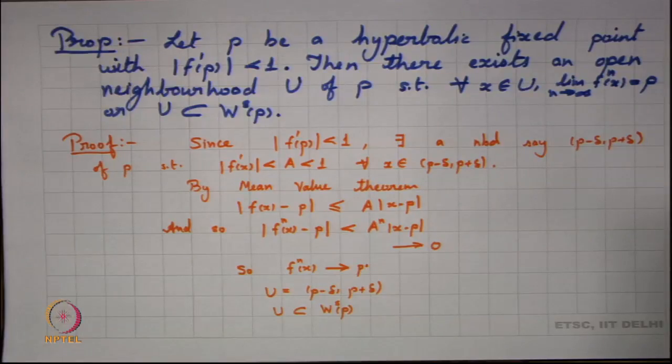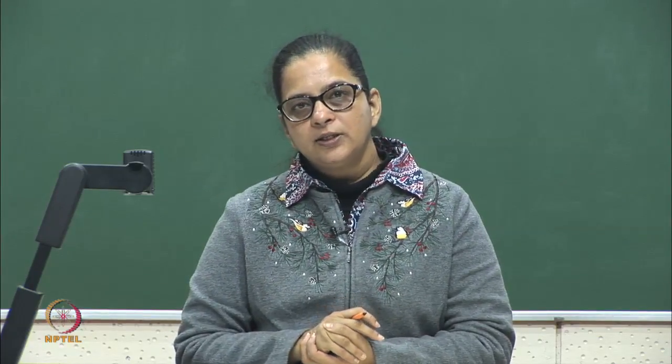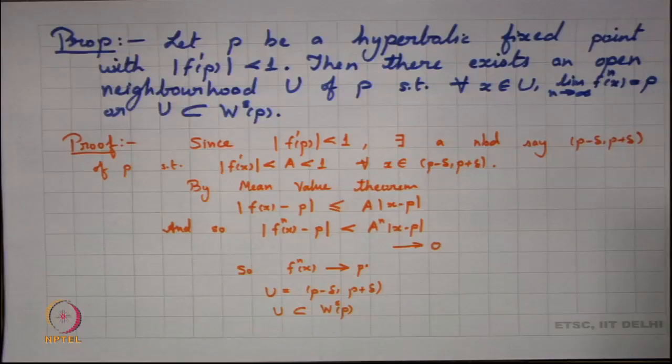So, this is one of the properties of a hyperbolic fixed point that you can see. That property says that if the modulus of f prime of p is less than 1, then you have an open set contained in the stable set of p. Now, what does this basically give us?